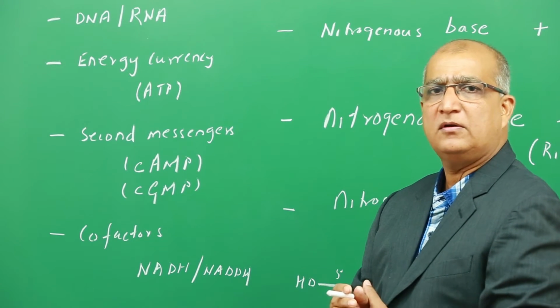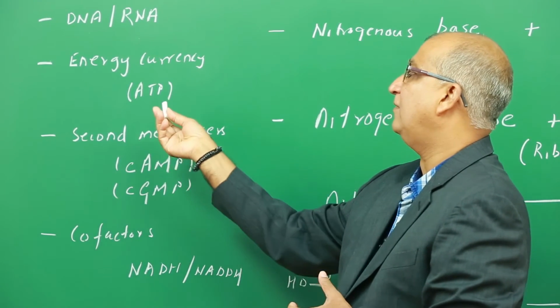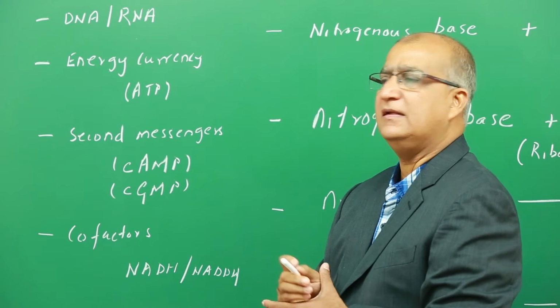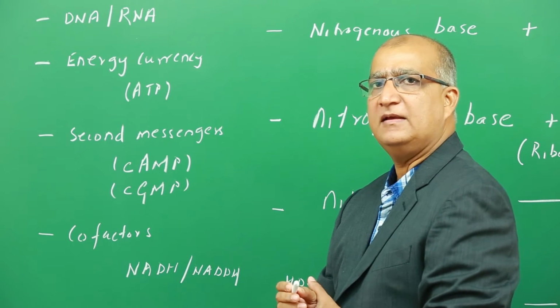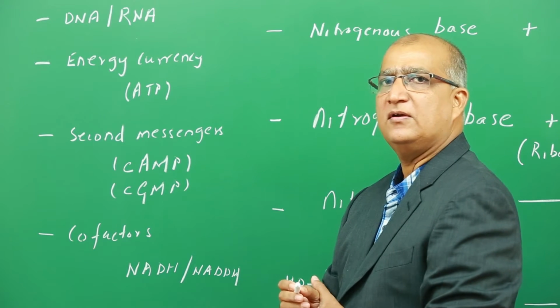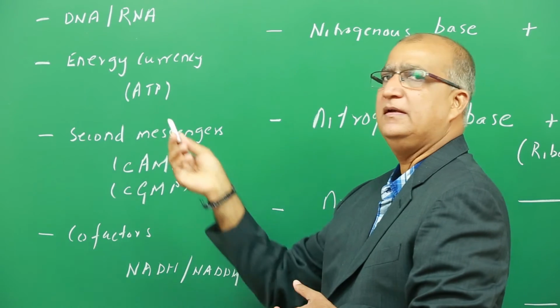A second important role of nucleotides can be seen in the form of ATP being considered as the energy currency of the cell. Many biological enzyme reactions take place because of the energy provided by the hydrolysis of ATP to ADP and phosphate.